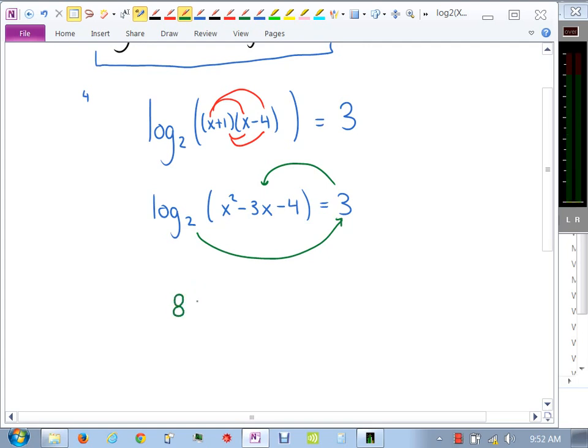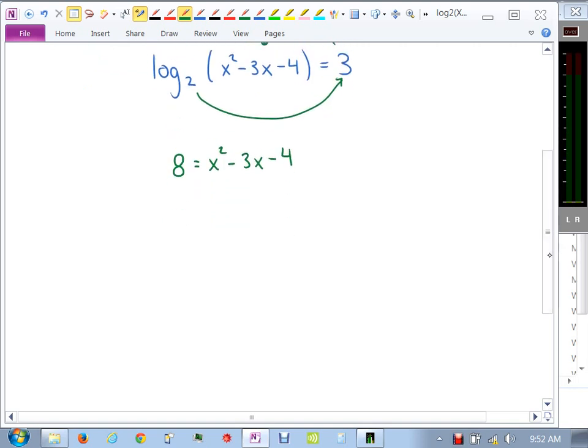8 must equal x squared minus 3x minus 4. This is a quadratic equation. So you have to get it all equal to 0. So move everything to one side. I'll subtract 8, right? Which becomes minus 12. Factor if you can with AC method, but I don't think it's going to work. Quadratic formula. Any questions, though?